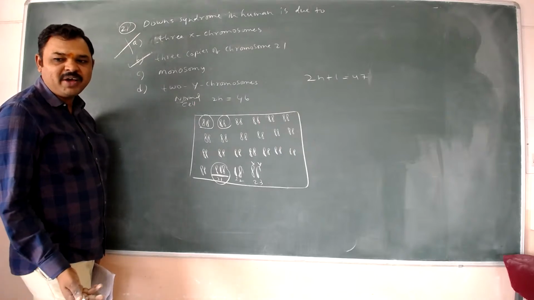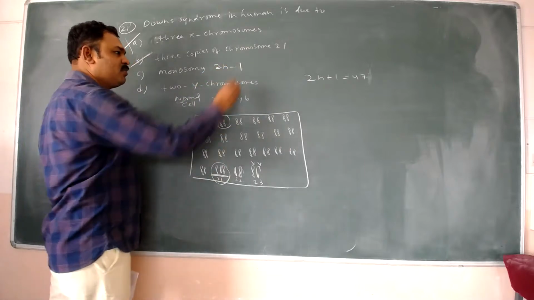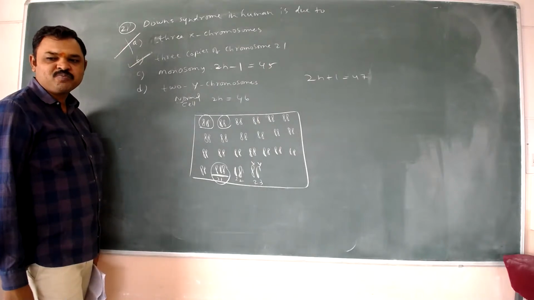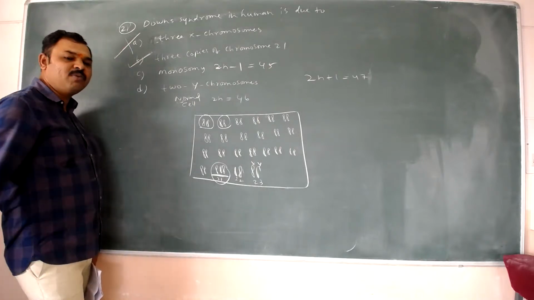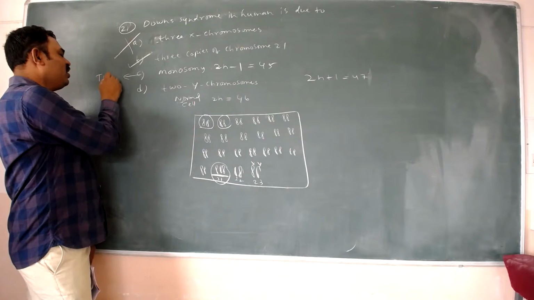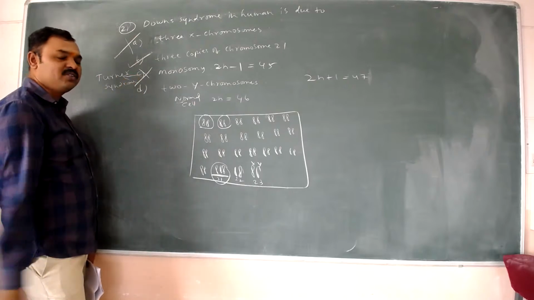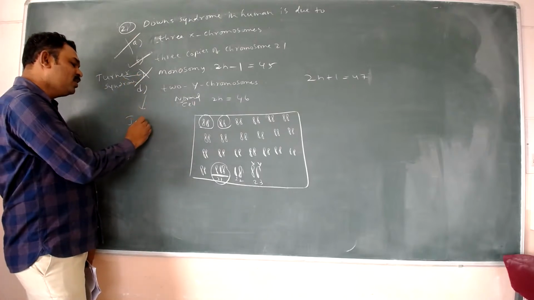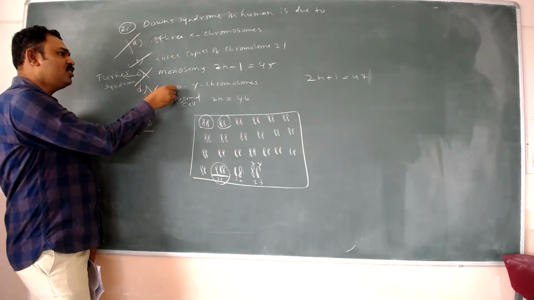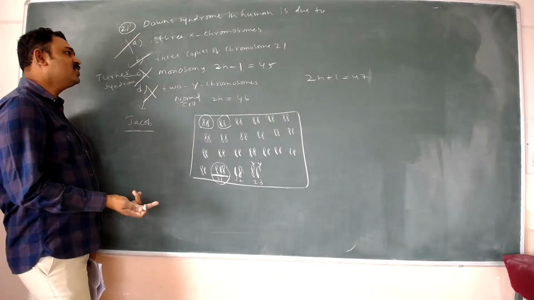Monosomy means 2n minus 1. From the diploid set, one chromosome is removed, so 45 chromosomes. What is the example for monosomy? Turner syndrome. So that is not relevant. Two Y chromosomes, what is this syndrome? Jacob syndrome. This is Jacob syndrome, this is Turner syndrome, and this is Down syndrome, with three copies. So the relevant answer is B.